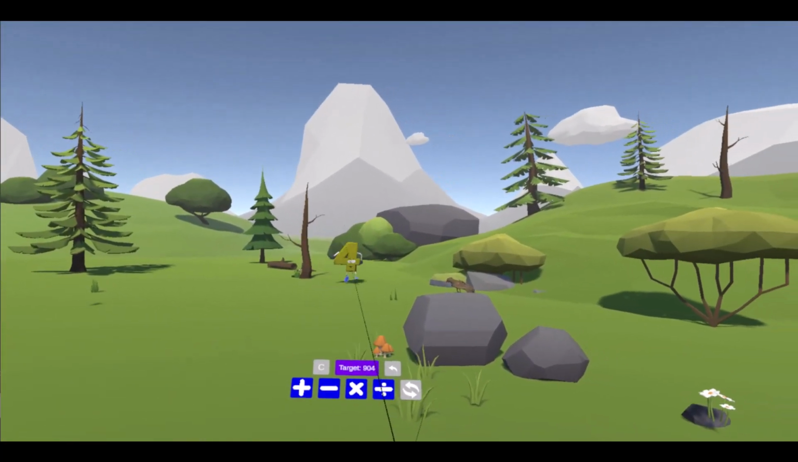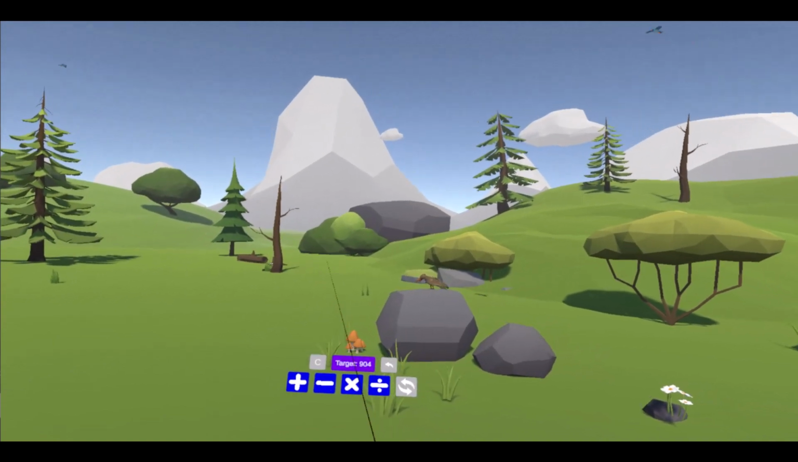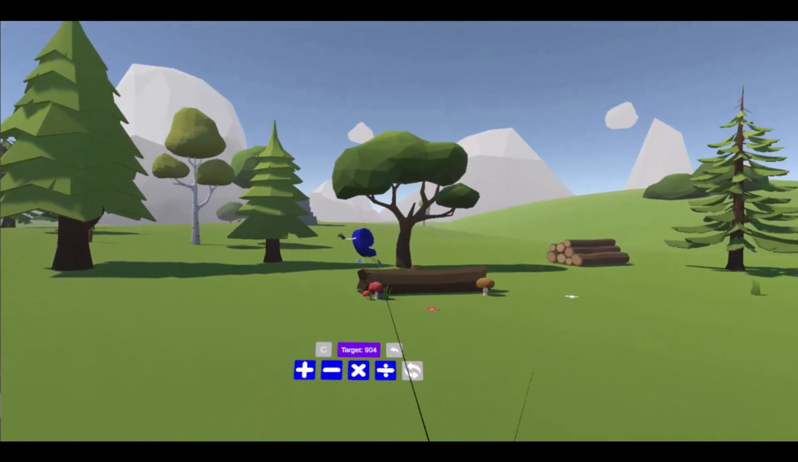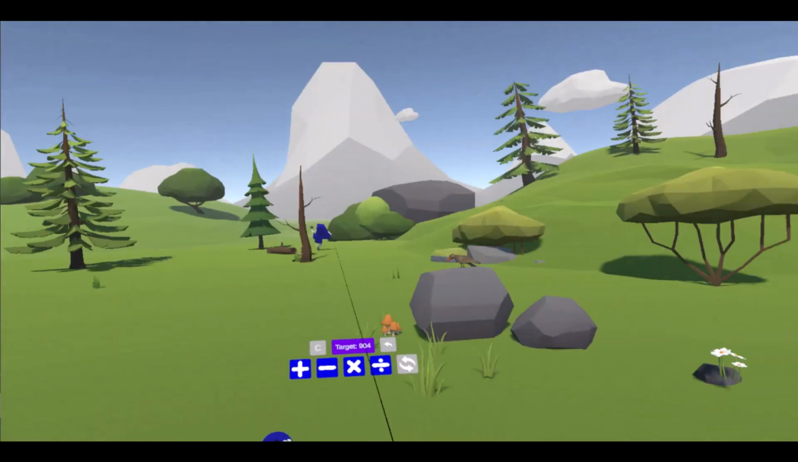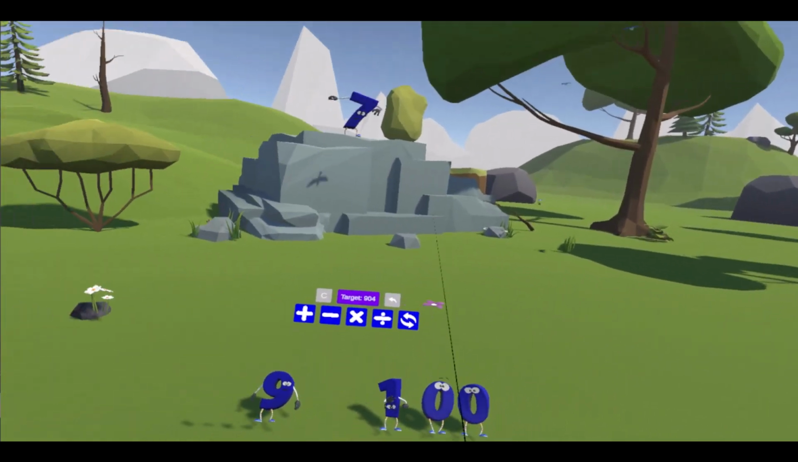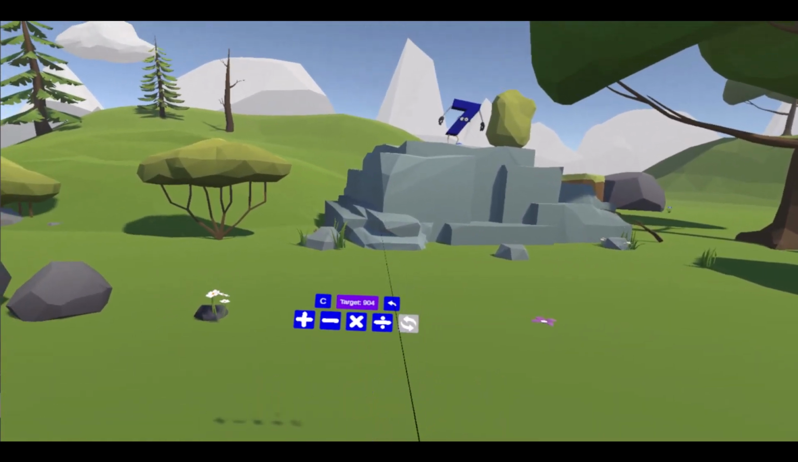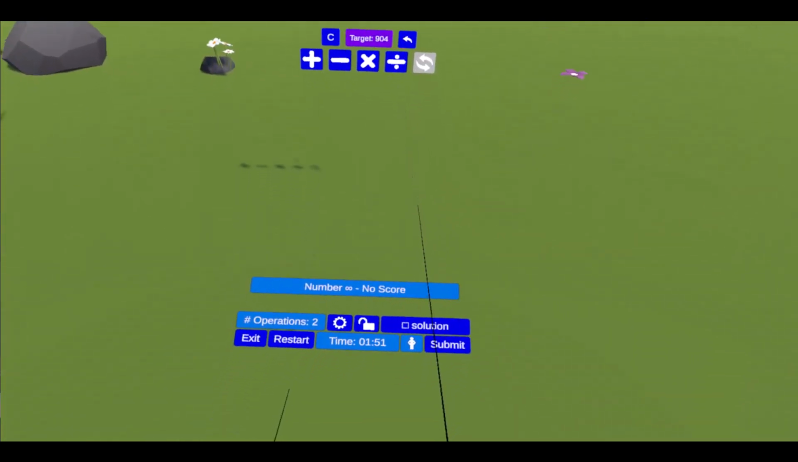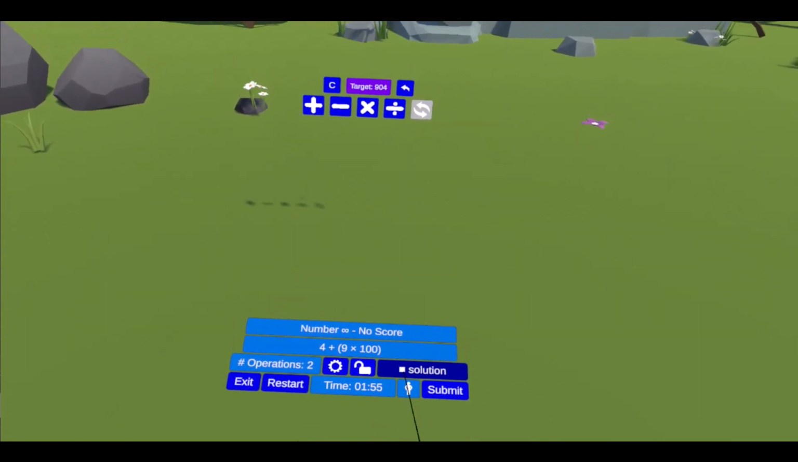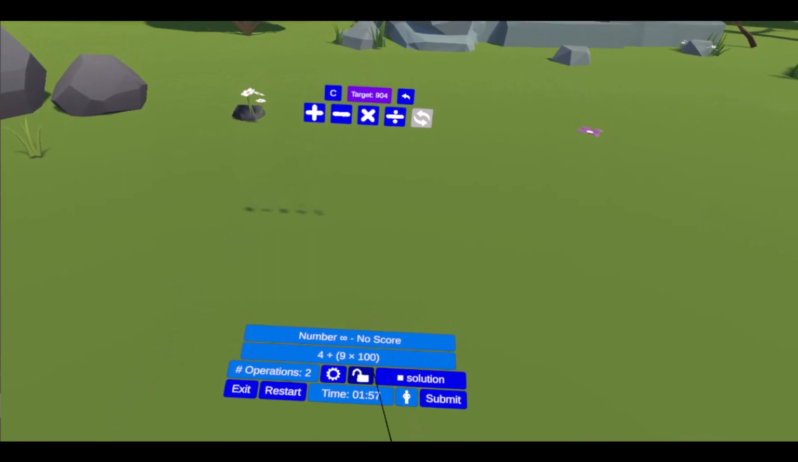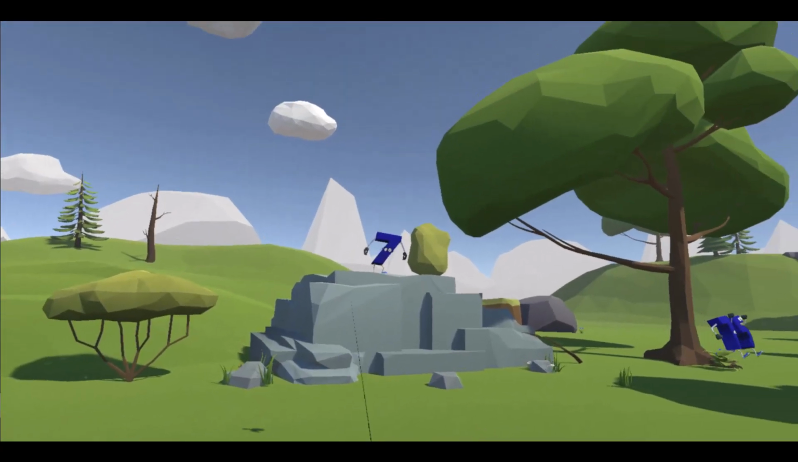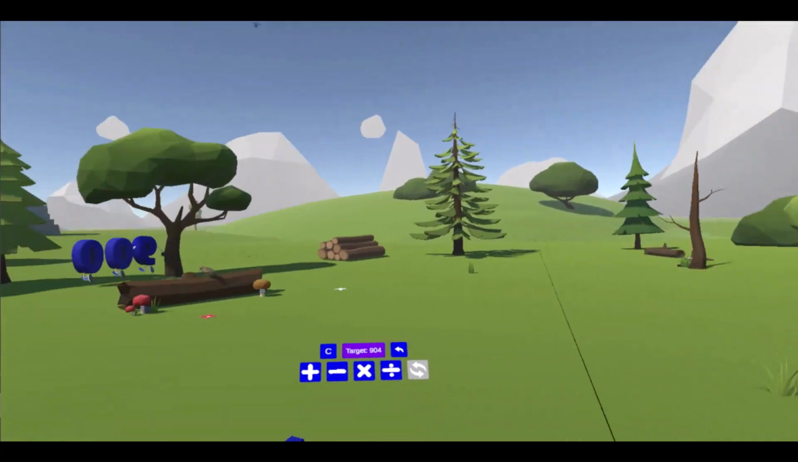So here's my 4. Right? And then I can return that to the game world because I don't need it yet. There's my 9. And there's my 100. And I can multiply it. Now I can also step back here. Now down here, because it's practice mode, I can get the solution here, and I can see it's 900 times 100 plus 4. So let's go and get the 4.